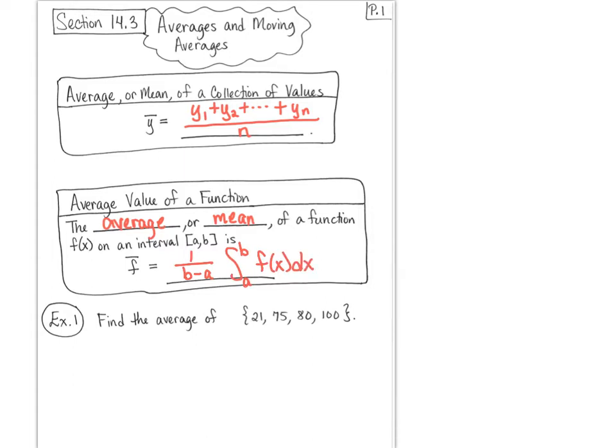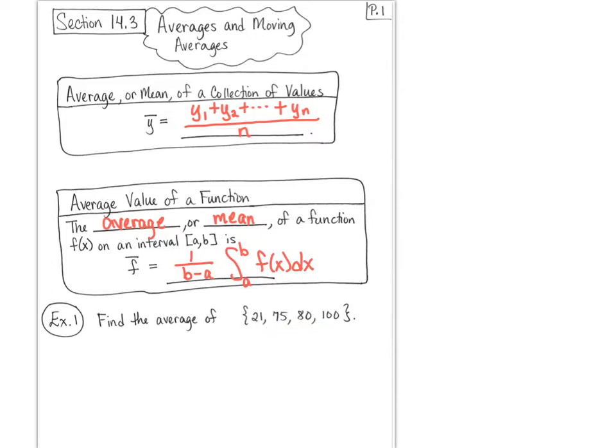Okay, so note that the average or mean of a collection of values is given by the sum of all of the values divided by the number of values you have. And the average value of a function, notice that here you're talking about a collection of values, here you're talking about the average value of a function f of x on a closed interval [a, b], is given by f bar equals 1 divided by b minus a times the integral from a to b of f of x dx. So, example 1, we're going to find the average of 21, 75, 80, and 100.